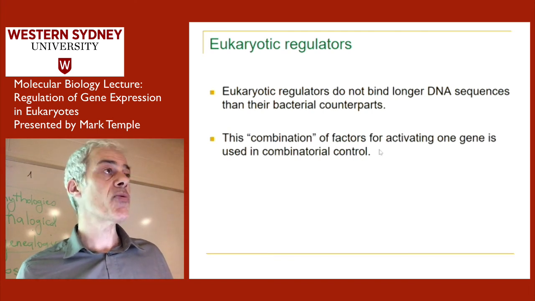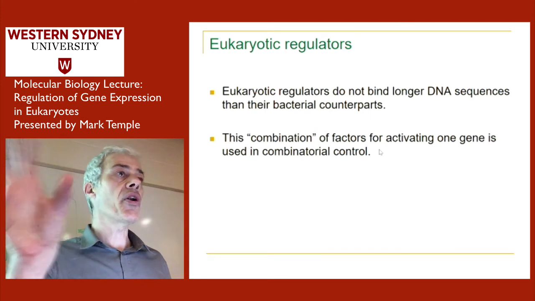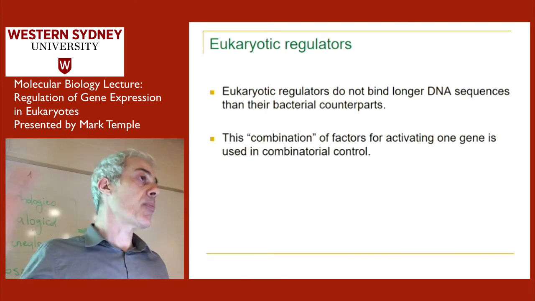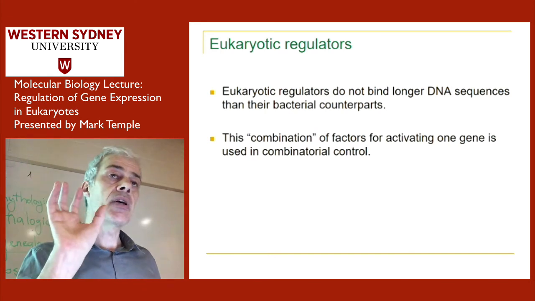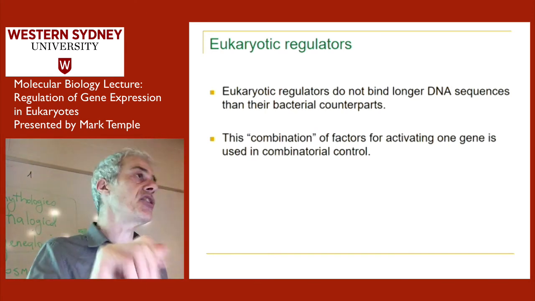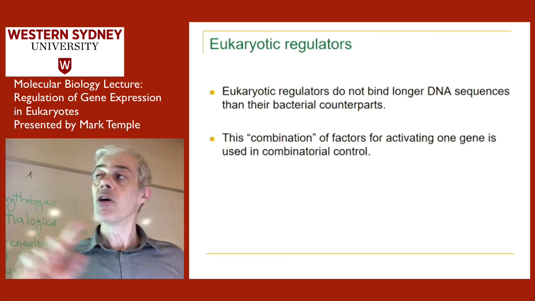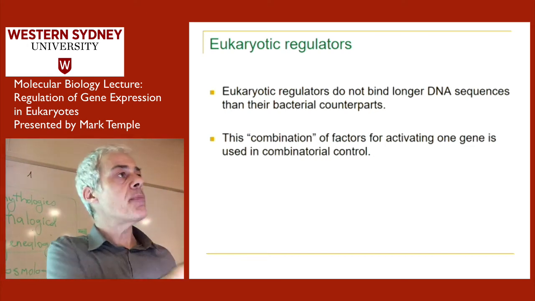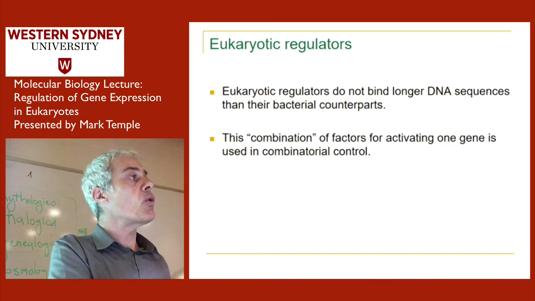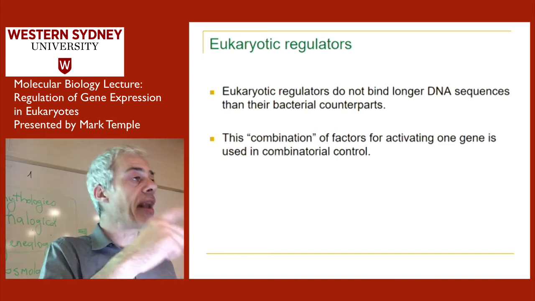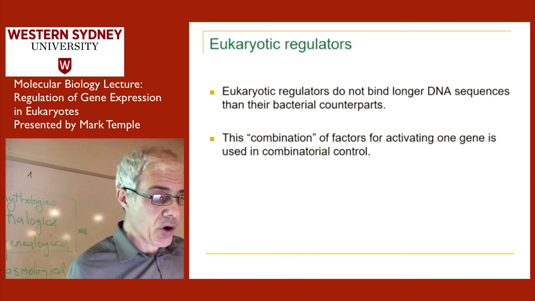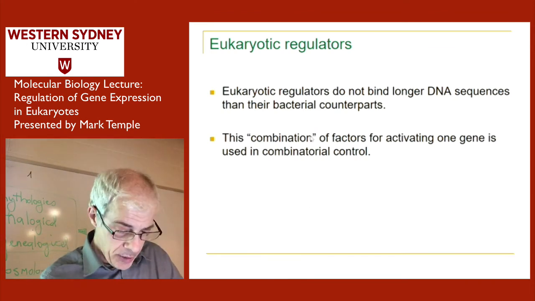So when we looked at the trp operon, we were just showing one activator for one operon and one repressor for that one operon. So it's quite a simple case of here's a gene, here's the repressor of that gene, and here's the activator of that gene. With eukaryotes, we say, well, here's the promoter, and here's a bunch of transcription factors that are involved in its regulation. And it's the combination of transcription factors that turn a gene on or off. Okay?